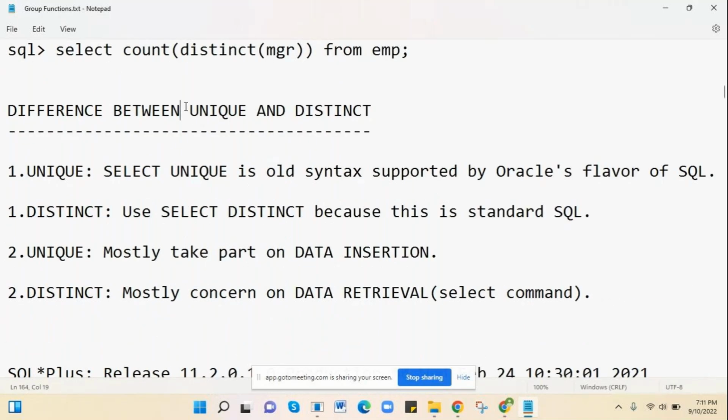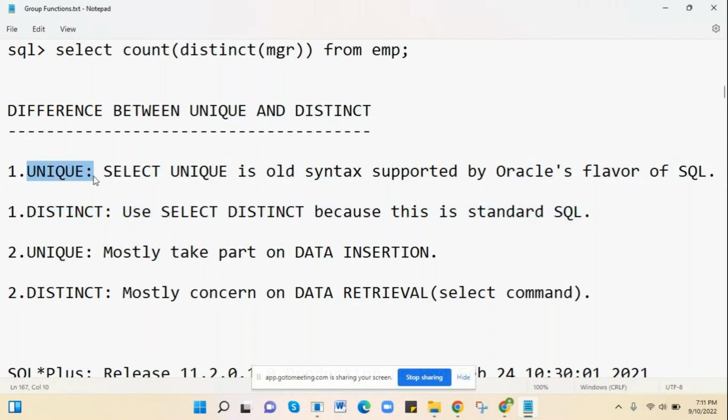Very rarely they'll ask what is the difference between unique and distinct. Unique is nothing but an old syntax supported by Oracle flavor only. You can use unique only in the Oracle database. If you are using SQL Server or MySQL or DB2 or Sybase, at that time we cannot use unique. We can use distinct. That's why I told you we can use unique in PL/SQL.